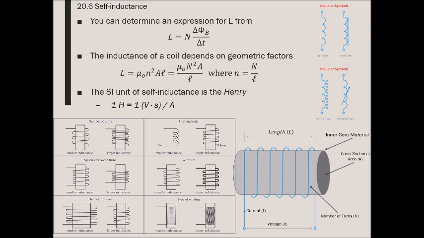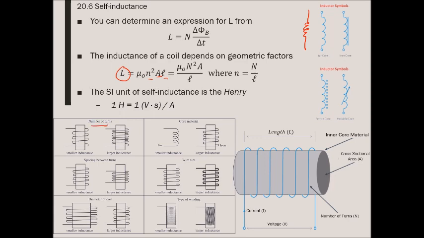The inductance is from the inductor's physical properties. It's basically dependent on the area, the length, and the number of turns that we have. The inductor symbol is basically just a curly Q, and we're going to draw it in a circuit. And here's another diagram showing the number of things we can do to change the inductance.